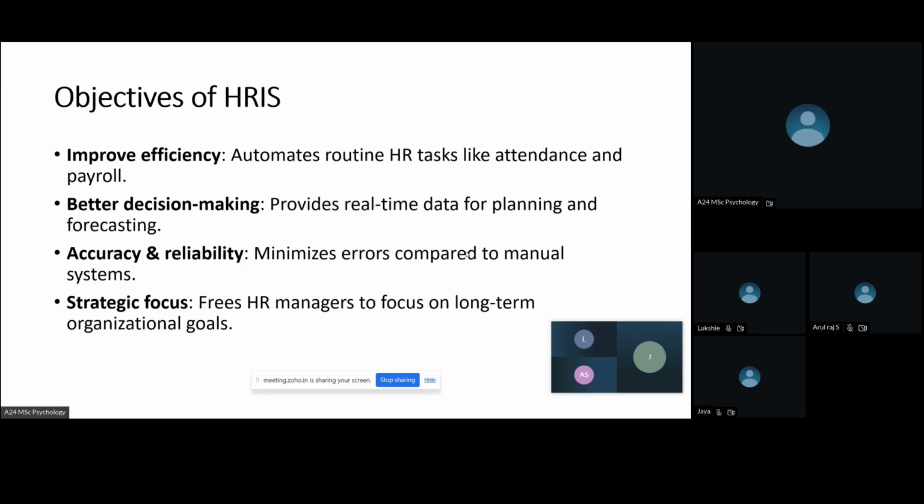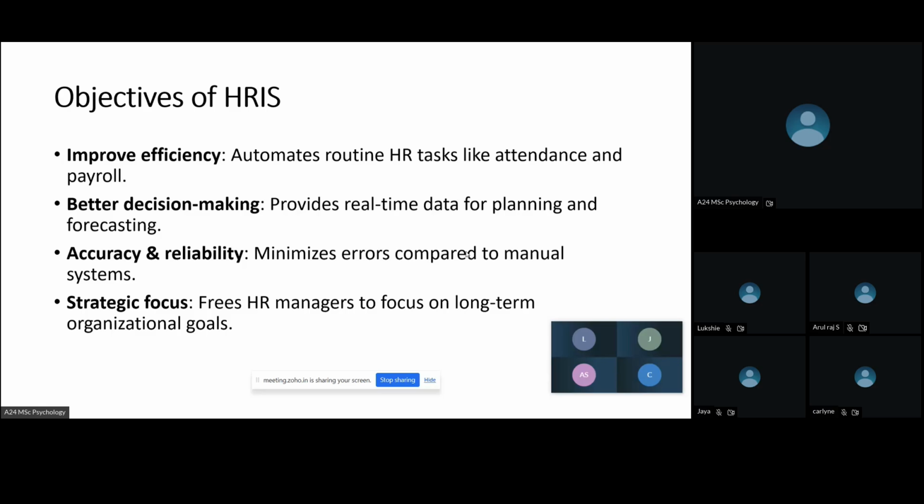So as long as we have accurate data in the system, it minimizes the errors when compared to manual entries, because to be human is to make errors. So if it is automatic and computerized, then there will be fewer errors. And strategic focus, again, HR managers don't have to go in and update every employee's data manually. So it frees up time for HR managers to focus on long-term organizational goals. These are the main objectives of HRIS, which is Human Resources Information Systems.